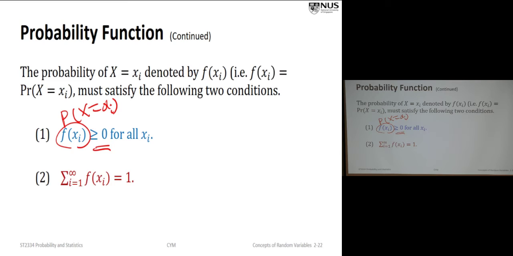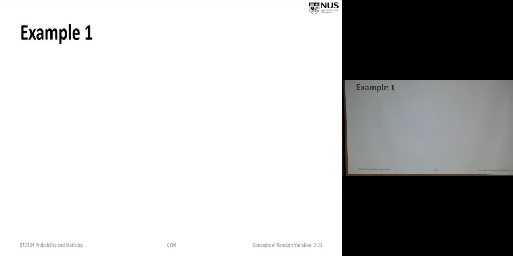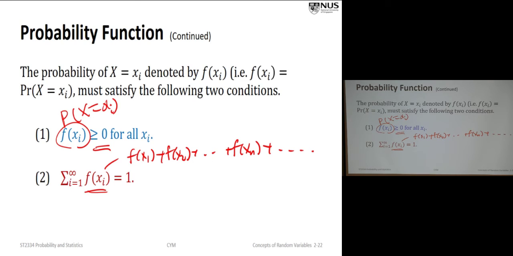Secondly, the sum of all the probabilities, sum of f of xi over i, means what? This means that f of x1 plus f of x2 plus up to f of xn plus continue. All right? All this sums up to 1. Each is a probability, so sum up all these probabilities equal to 1. All right? These are important. These are the properties for probability functions.